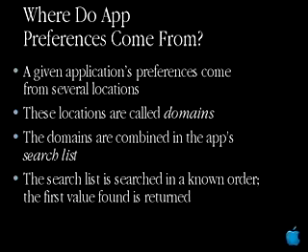So where are these preferences coming from? I've mentioned, kind of alluded a couple different times to the fact that an application's preferences could come from several different locations. We call each of these locations a domain, and then we combine all the different domains that are relevant to a particular application into what we call the search list. And when we look for a preference for your application, we're going to just walk the search list in a fixed order until we find the one we're looking for, or we fall off the bottom of the list.